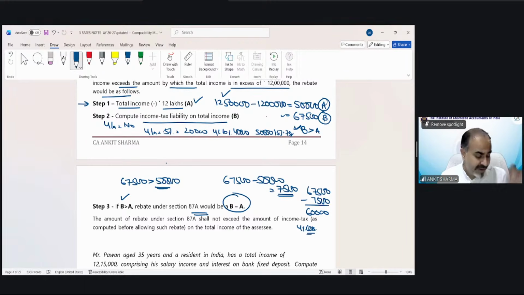So the limit, as I have mentioned to you, that was 12 lakh 70,580. I have calculated multiple times and I have seen that up to 12 lakh 70,580 rupees, B would be greater than A.